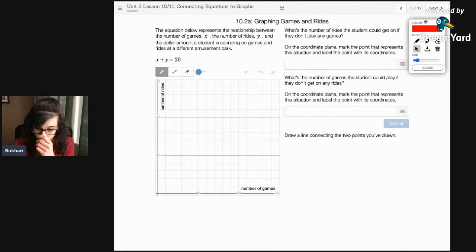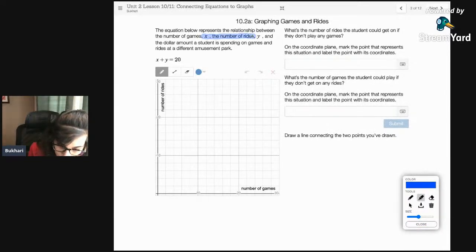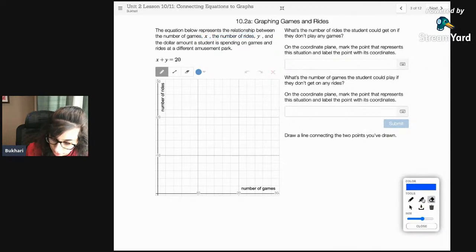So when it comes to 10.2 is when we start to get into our material for this lesson, right? The equation below represents the relationship between the number of games and the number of rides and the dollar amount a student is spending on games and rides at a different amusement park. So our equation is given x plus y equals 20. Remember, practicing reading our equations. Oops, sorry. X represents the number of games. I was reading it the other way. X represents the number of games, and y represents the number of rides.